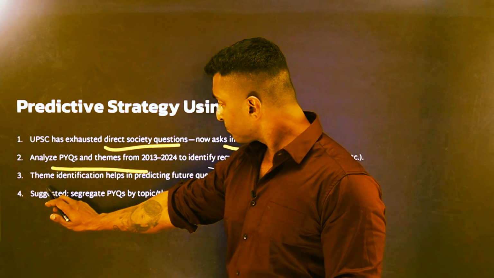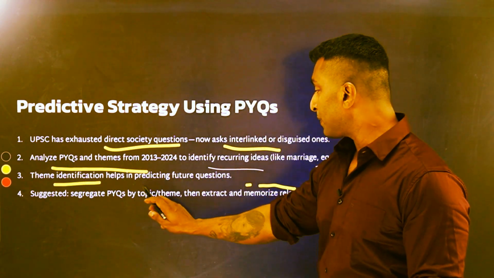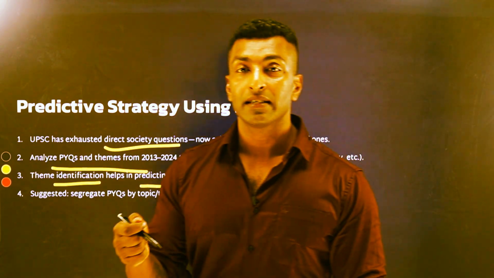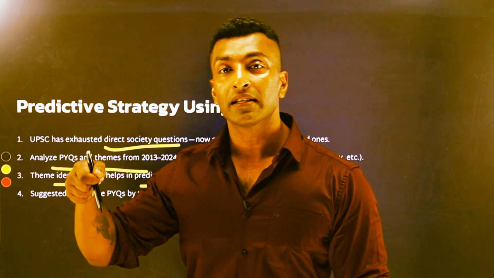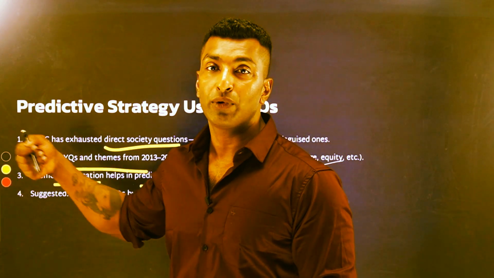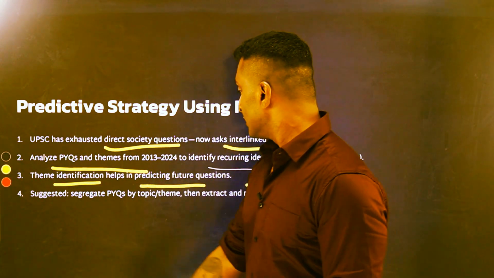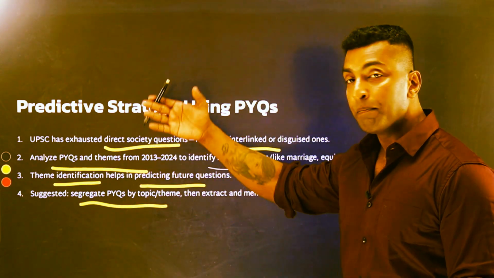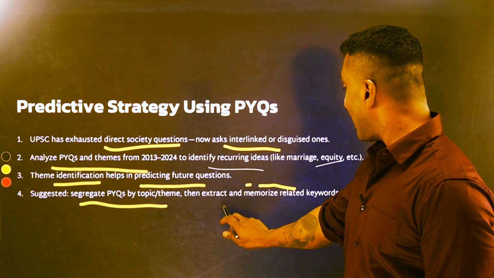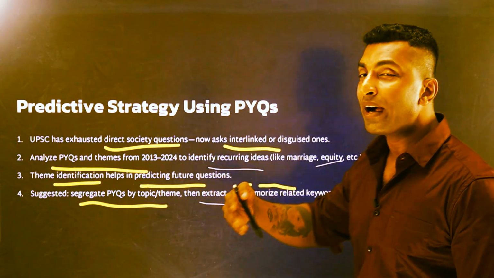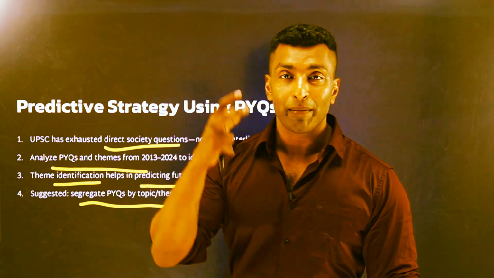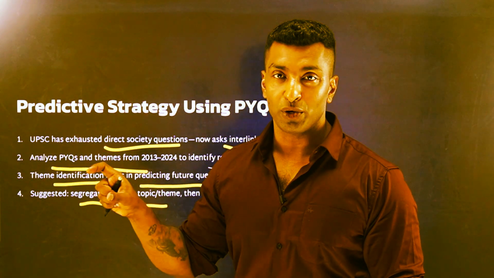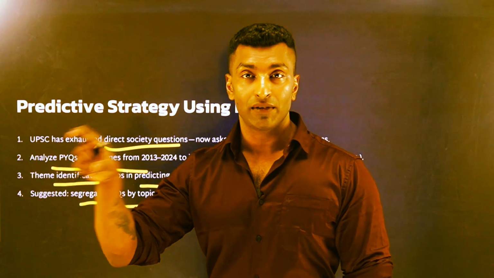Okay, and then identify the theme that will help you to predict the future question. So I repeat this again, they won't repeat the question as it is, but they repeat the theme. So identifying the theme will help you to predict the question for the upcoming years. Segregate the previous year questions based on the themes, extract that and try to identify the keywords related to that, memorize those keywords, and try to add those keywords if the question is asked on that topic. That will give the technical depth that I was talking about before.